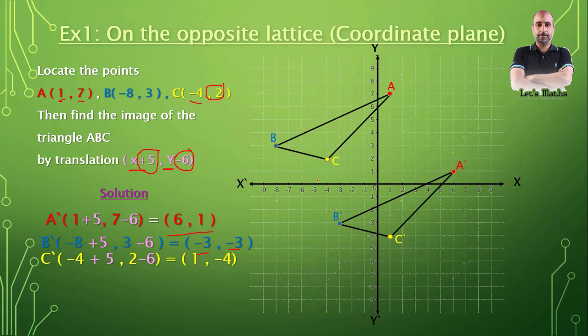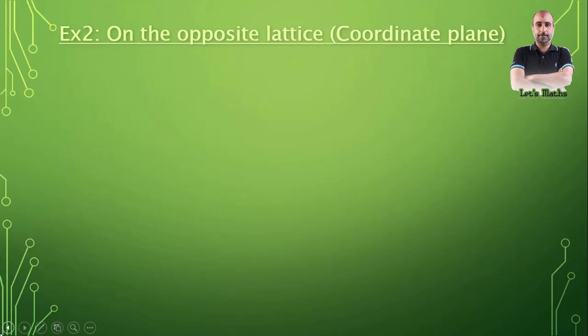of A, B, C. To verify my answer, you have to notice that this triangle, the image triangle, must be congruent to the original triangle. A dash, B dash, C dash is congruent to A, B, C, and all directions are the same in the image and in the original.